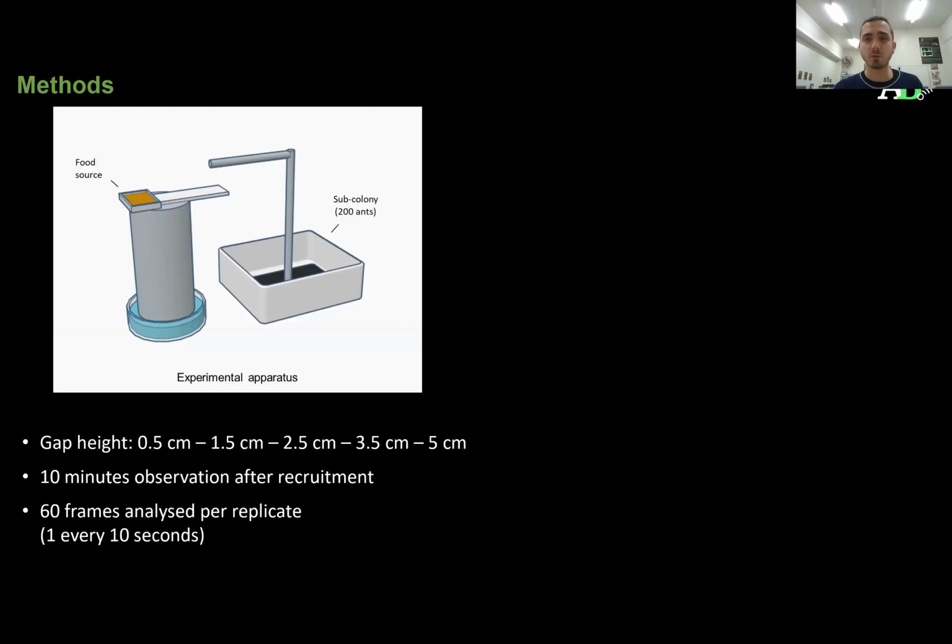To explore this behavior, I developed an apparatus in which a sub-colony of ants was forced to build chains to reach a profitable food source. I varied the gap height to be covered between different replicates to understand whether this can influence the likelihood of observing the chain behavior. Each of these chains was recorded for 10 minutes after recruitment, so once the ants started foraging. Each of these videos was then analyzed by extracting 60 frames, so one every 10 seconds.